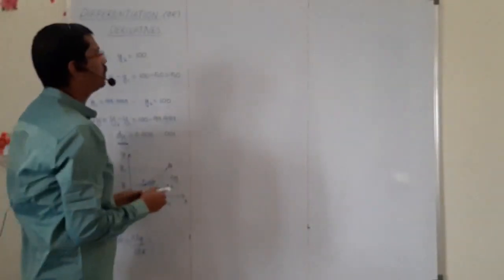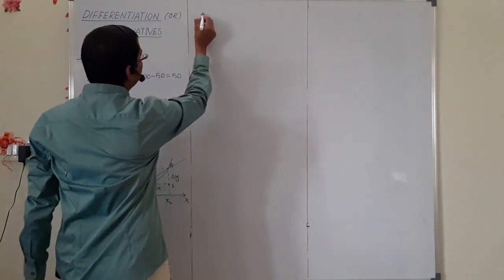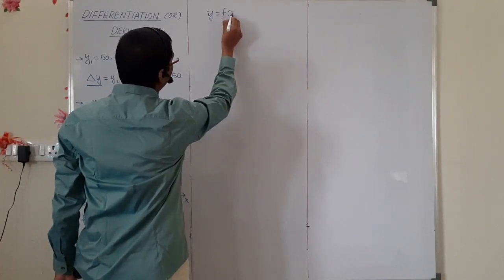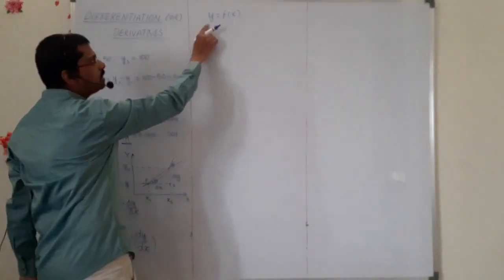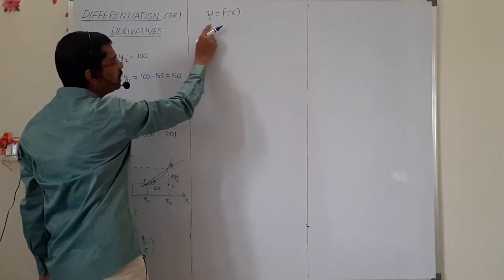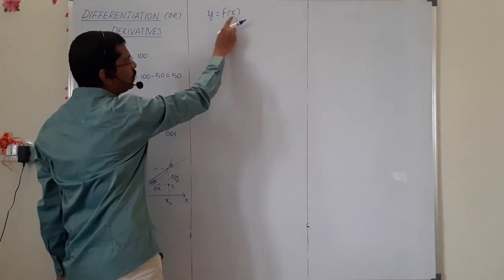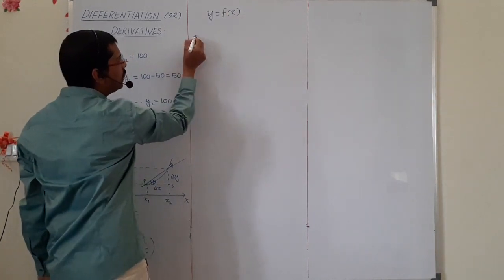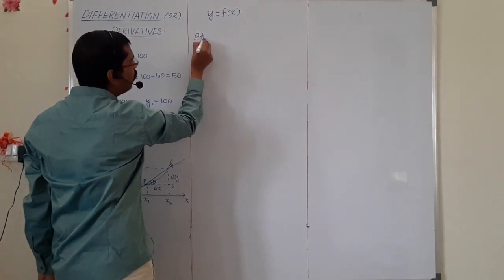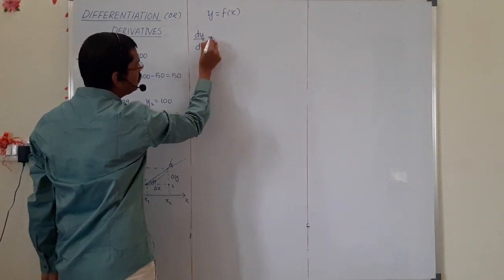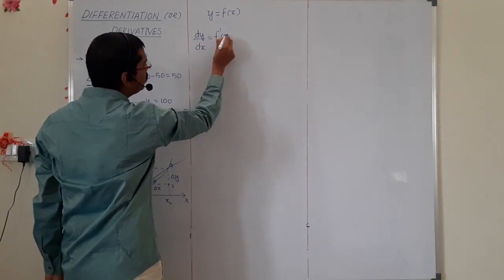Now what is the statement of differentiation? Suppose y is a function of x. The differentiation of y with respect to x we can write as dy upon dx, and this value we write as f dash of x.